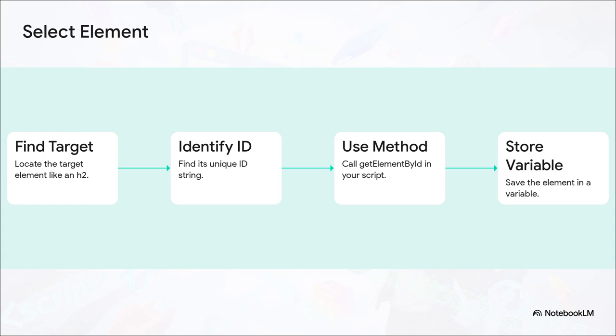Step 2, we identify its unique ID, which in this case is page title. Next up, we use the JavaScript method document.getElementById and pass in that exact ID string. Finally, we safely stash that element into a variable. Let's just call it title. Boom. Now we have a direct connection to that specific element right inside our code, completely ready for action.